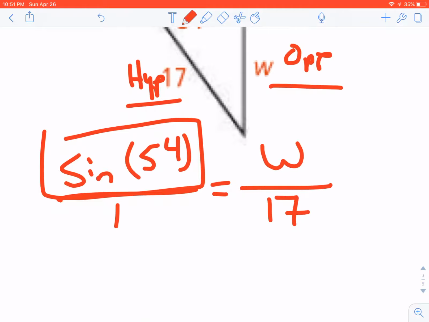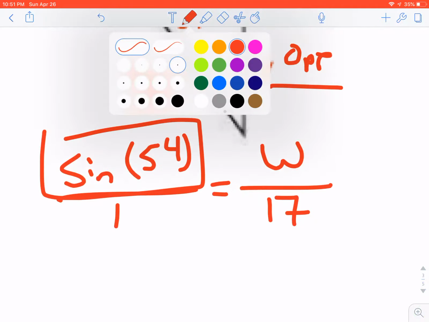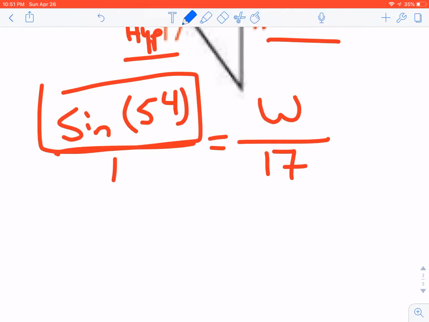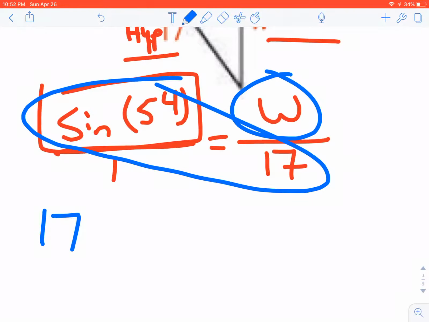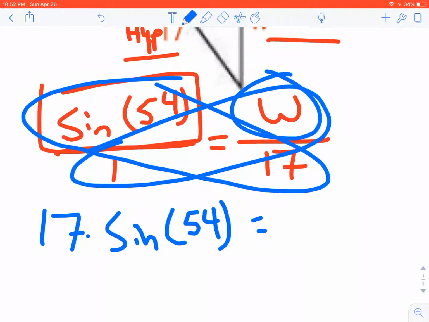So what we're going to do instead is leave it as sine 54 as long as possible. So this is still your variable. The old adage, cross multiply and divide, is exactly what we're going to do. We're going to take these two numbers and multiply them: 17 times the sine of 54, is equal to 1 times W, which is just W.